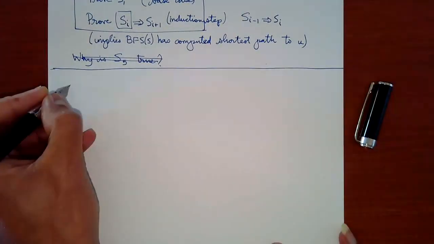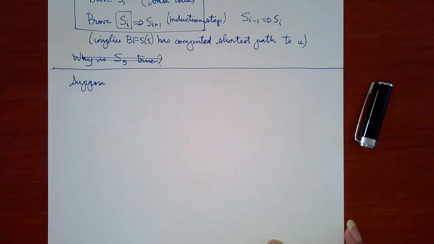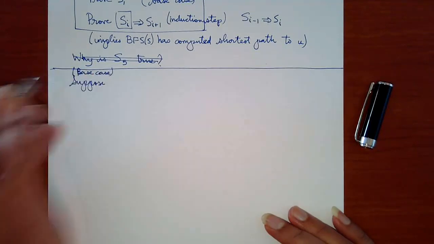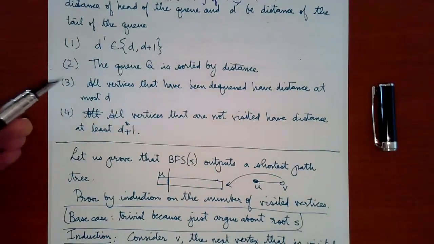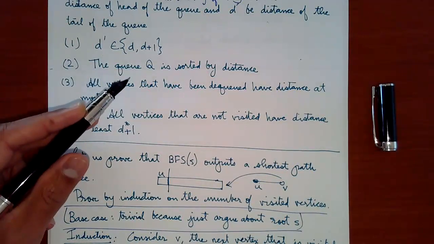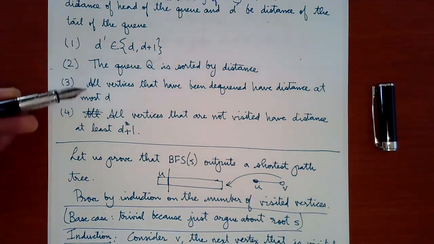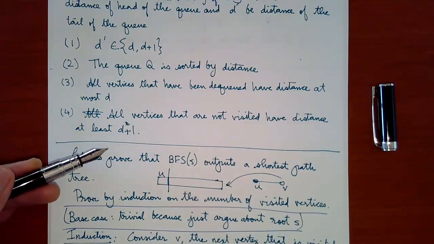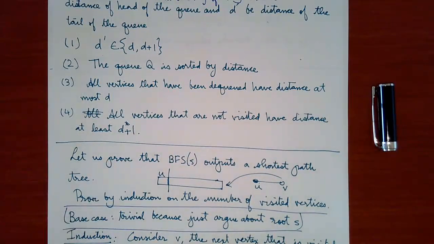So we'll say, suppose, okay, so first you need to argue the base case. But I'm not going to tell you about the base case. You'll see that the base case is obvious. Initially, there's only one vertex in the queue, so it's obviously sorted by distance. This is obviously true because d prime is equal to d. All the vertices that have been dequeued, well, nothing's been dequeued. And everything that's visited has distance at least 1, because initially d is 0. So the base case is easy.